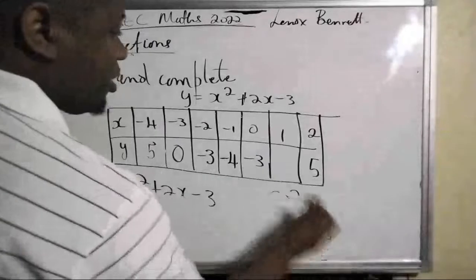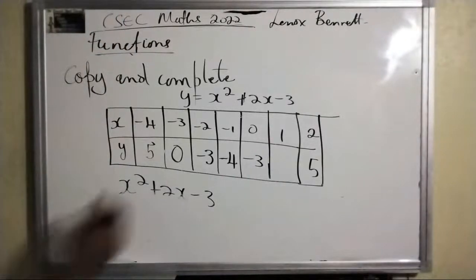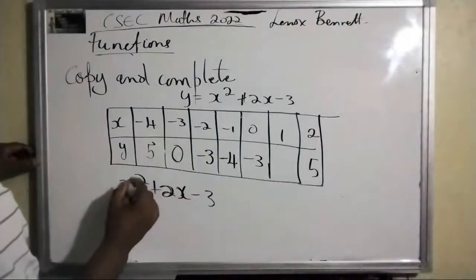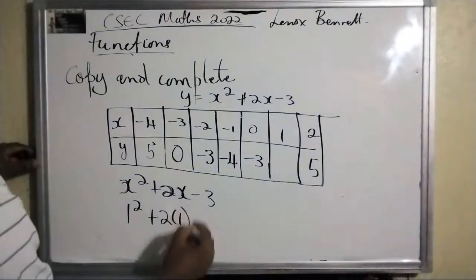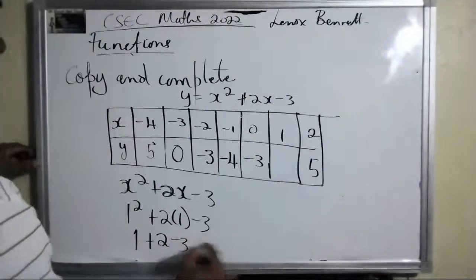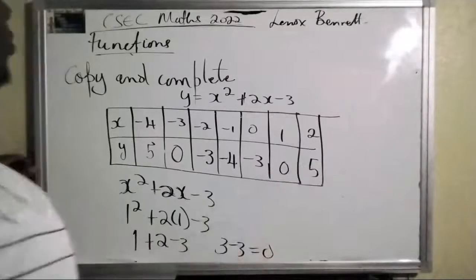And now we do the same thing for 1. Remember, we are using this equation right here, x squared plus 2x minus 3. So all we're doing is substitute 1 and then solve for 1. Right? So this will be 1 squared plus 2 times 1 minus 3. So 1 squared is 1, 2 ones are 2, minus 3. So that's 3 minus 3, which is equal to 0 also.